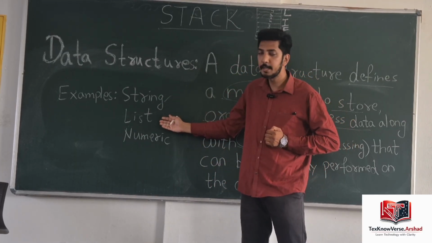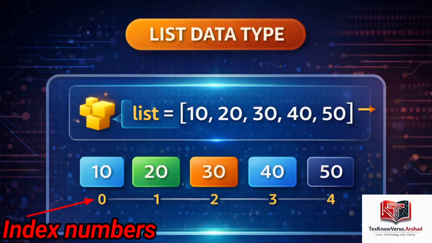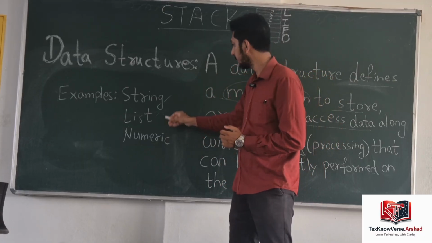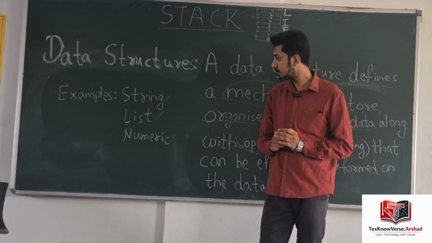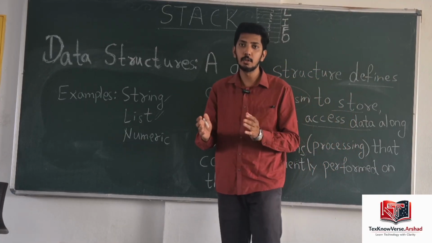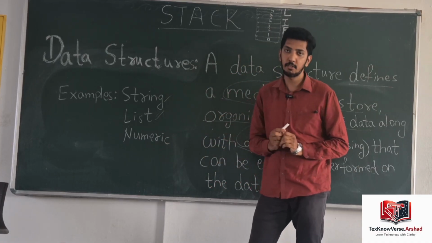Likewise, we have another very important data structure which is list. What are the characteristics of the list data type? The list data type is represented in square brackets, and in a list we can add any type of data. Hence, this is a very important data type in the Python programming language. It follows a particular pattern, a particular method to store and retrieve the data. Hence, list is a data structure.